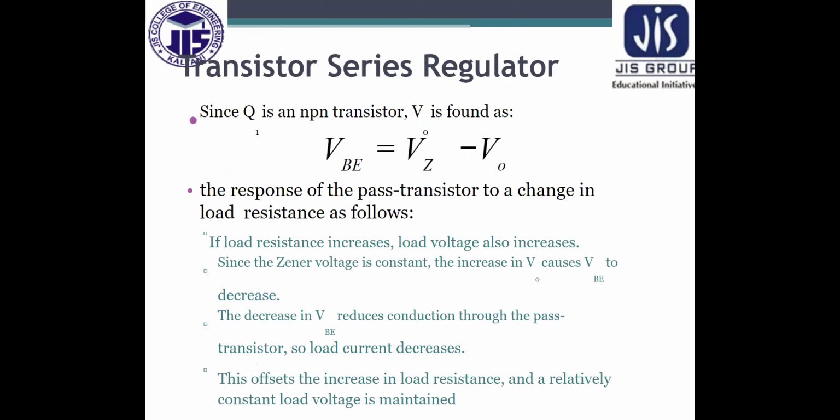If load resistance increases, load voltage will also increase. Since the Zener voltage is constant, the increase in V0 will cause VBE to decrease. And whenever VBE decreases, conduction through the pass transistor reduces, so load current decreases. And as a result, a constant voltage will be maintained.